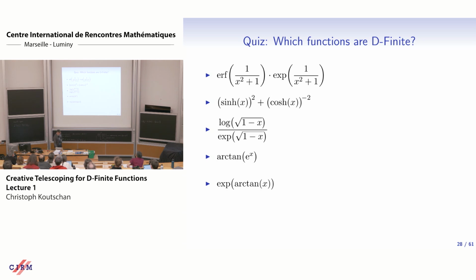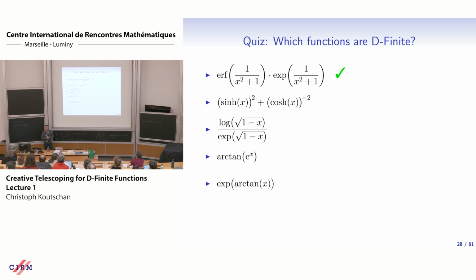This is d-finite because, well, we have seen the exponential function is clearly d-finite. The error function is also d-finite. And here we do substitution of a rational function that is even nicer than substitution of an algebraic function, which we are allowed to do. And we take the product, so everything is fine.